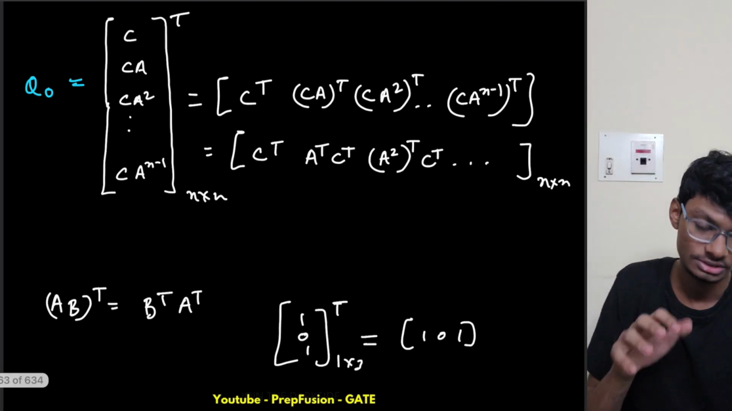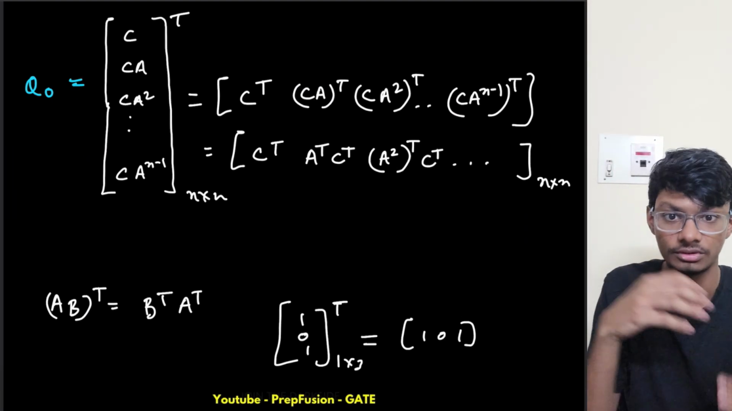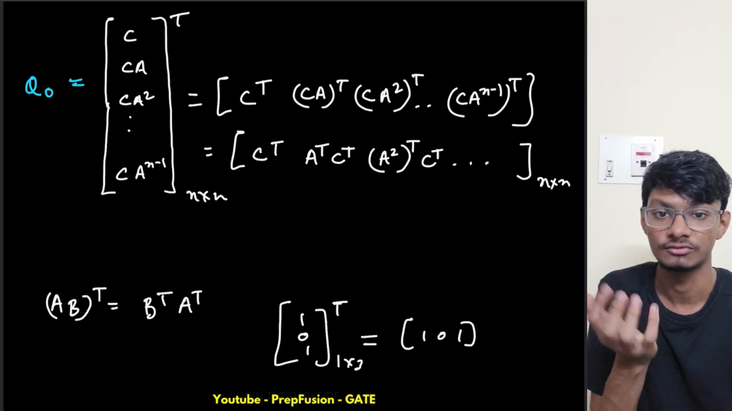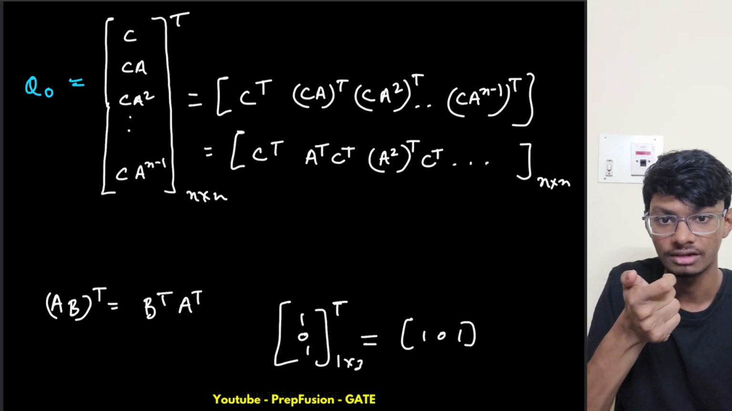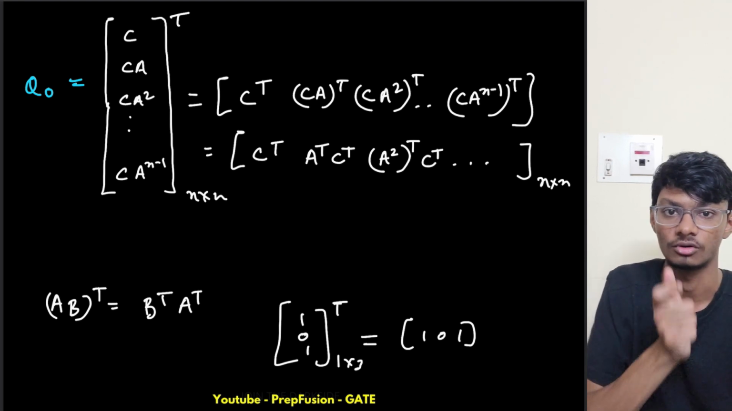In the next lecture I will further explain the Kalman's test, and we'll do the Gilbert's test also. That is basically for diagonal matrices, and also for non-repeated eigenvalues and for repeated eigenvalues, and then we'll solve a few questions.